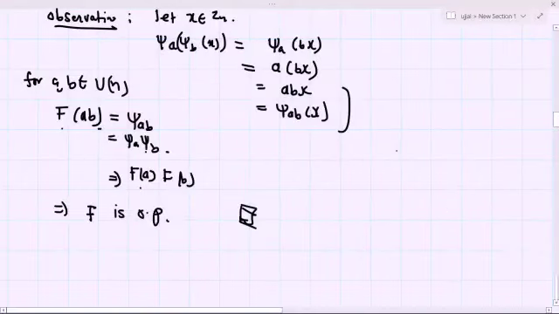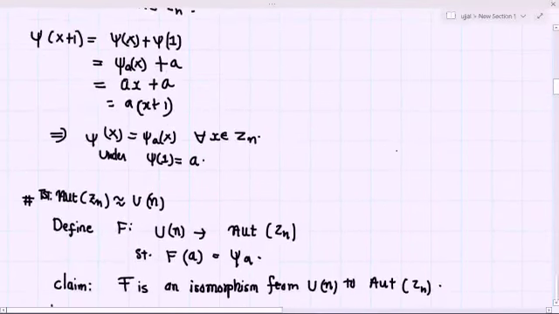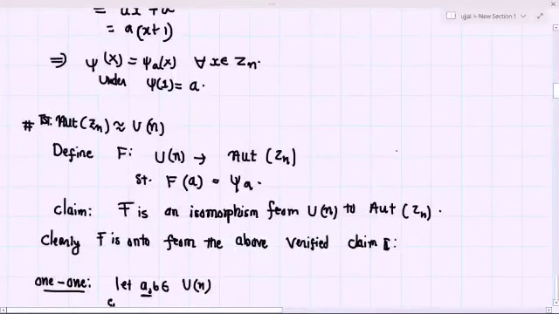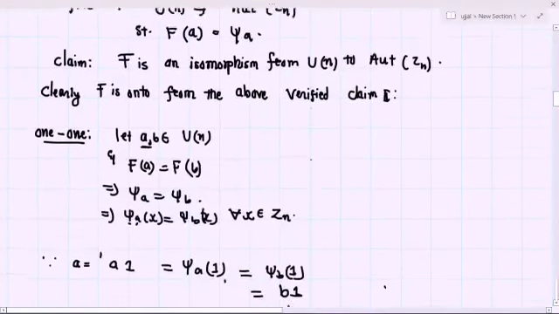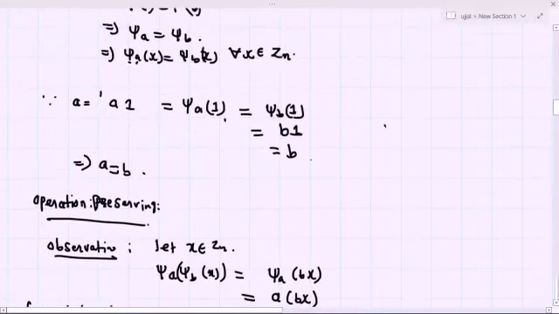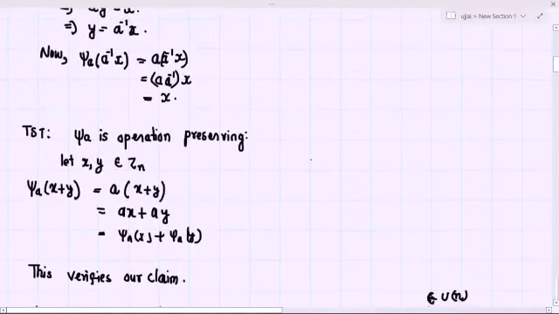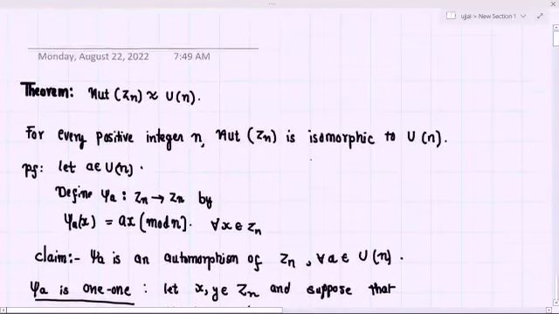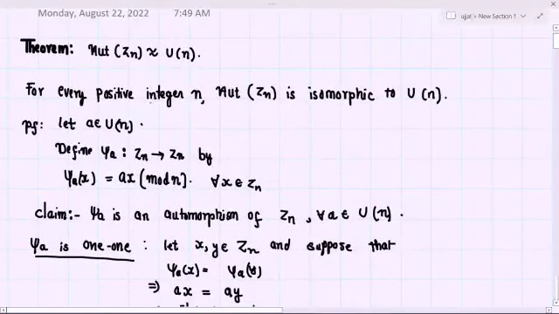So we defined a map f from Un to the set of all automorphisms of Zn, and we proved that it is 1-1, onto, as well as operation preserving. Onto follows from our verification of the previous claim, and 1-1 we have verified. Therefore the set of all automorphisms of Zn is isomorphic to Un. After proving this theorem, you can freely apply it at any point wherever needed.